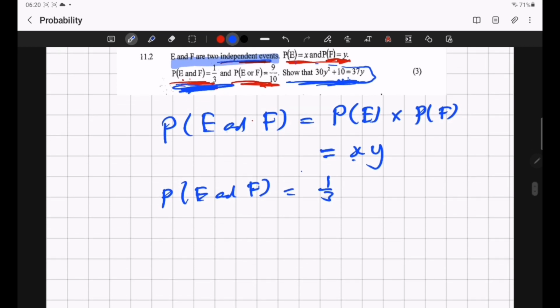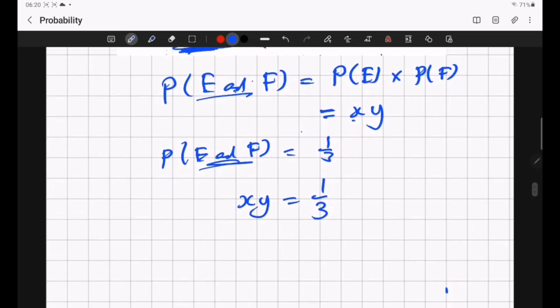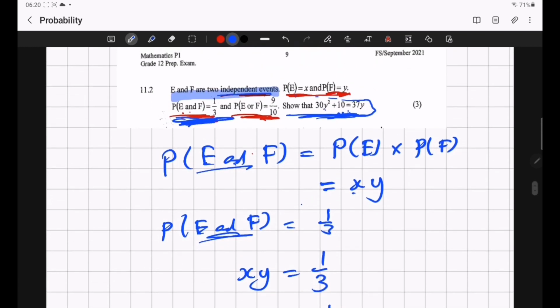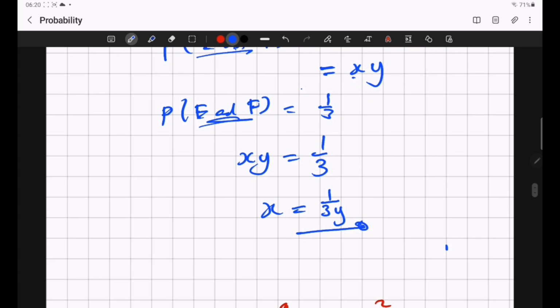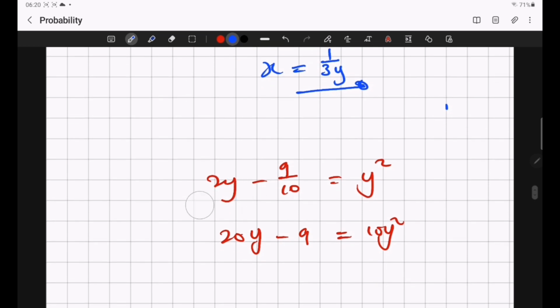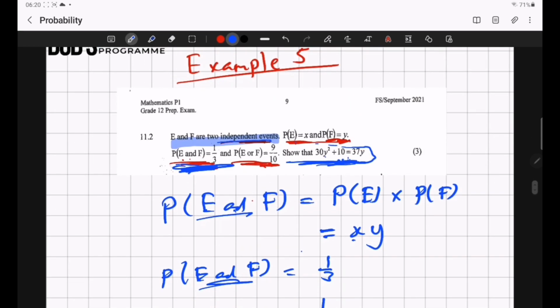One way to do that is to equate these two, because they are both the probability of E and F. So it's going to be XY is equal to 1 over 3, and we're going to solve for X. You find that X is equal to 1 over 3Y. Why? Because we want to substitute X in our next equation and be left with everything that has Y only and not have X. So we've used these two pieces of given information. Now we haven't used the probability of E or F.